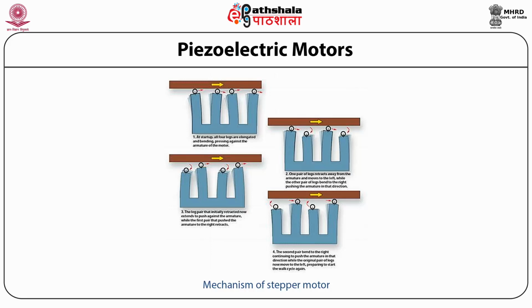The next is the leg pair that initially retracted now extends to push against the armature, while the first pair that pushed the armature to the right retracts. Now finally, the second pair bends to the right, continuing to push the armature in that direction, while the original pair of legs now moves to the left, preparing to start the walk cycle again.